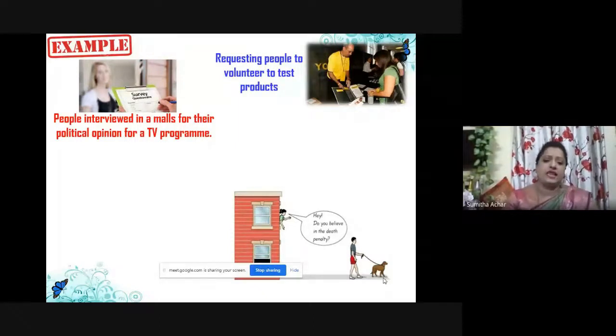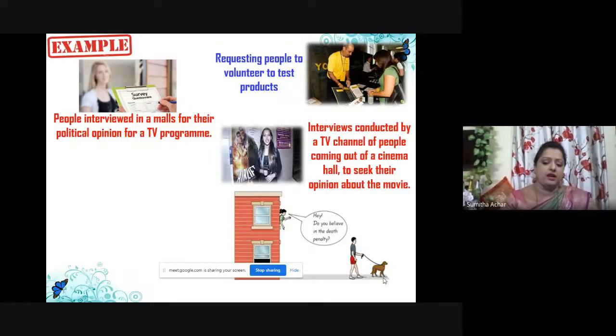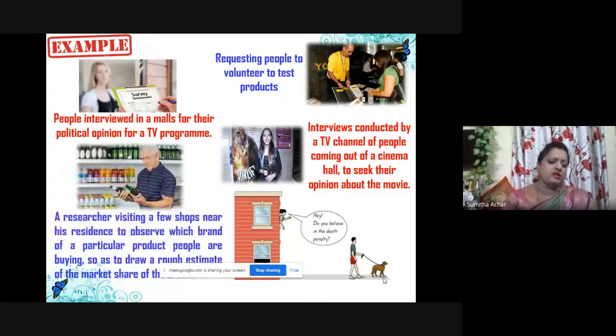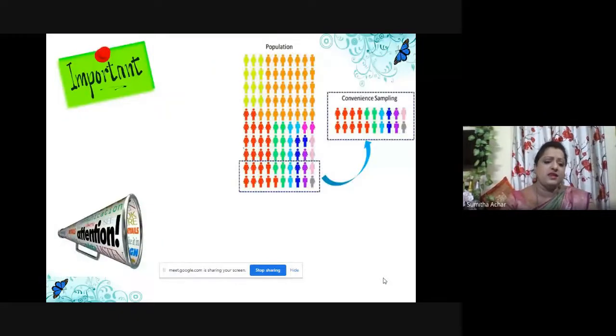We do not have a database, or the organization does not collect the database, or there is no sampling frame readily available to the researcher. So the researcher collects the data based on his convenience. Or whenever you're walking, or when people are requested to test products in consumer behavior studies, or whenever you're shopping, people tend to ask you some questions. So these are all convenience sampling.